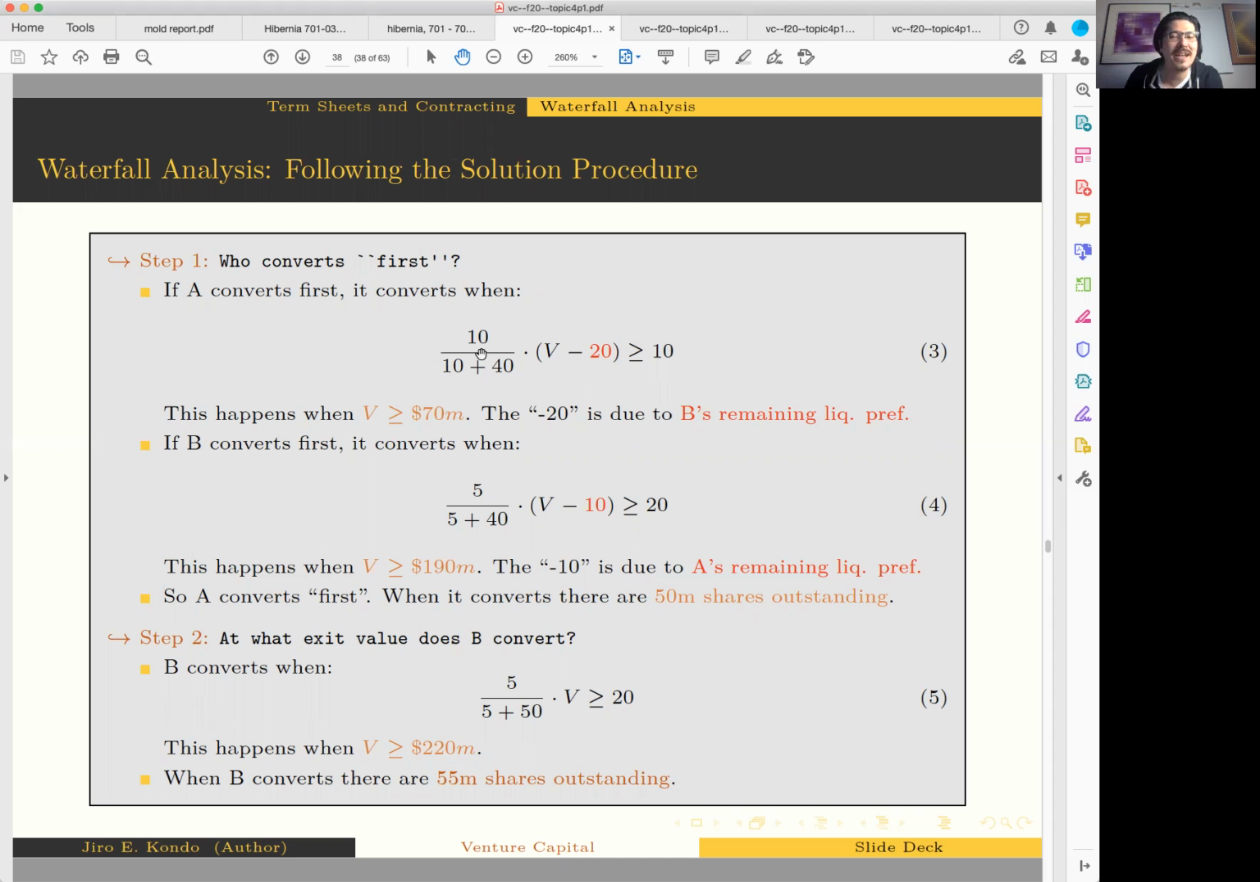Well, what does that common equity entitle them to? It entitles them to 20% of everything that's left after we've paid the liquidation preference of B, because B has not converted. So they're saying, give me my 20, because 20 is the liquidation preference of Series B, 5 million times $4 per share. Does that make sense?